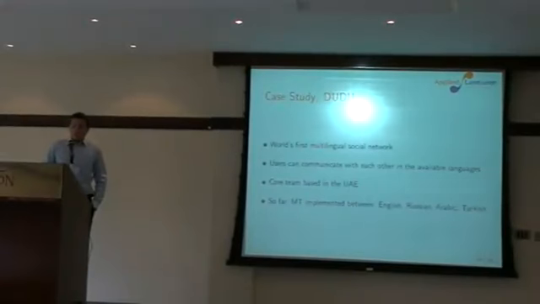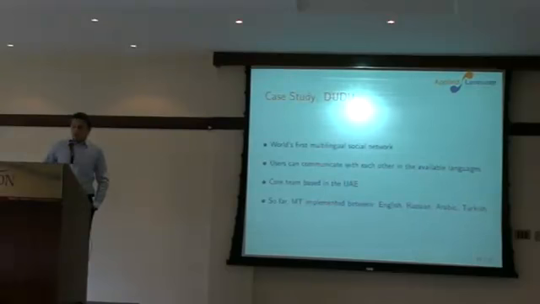Dudu is the world's first multilingual social network. The idea is that users can interact with each other in the available languages in the system. So a user will type a post in his language, and another user who speaks some other language will automatically see the translation in his language. So machine translation is at the core of the business model of this web page.